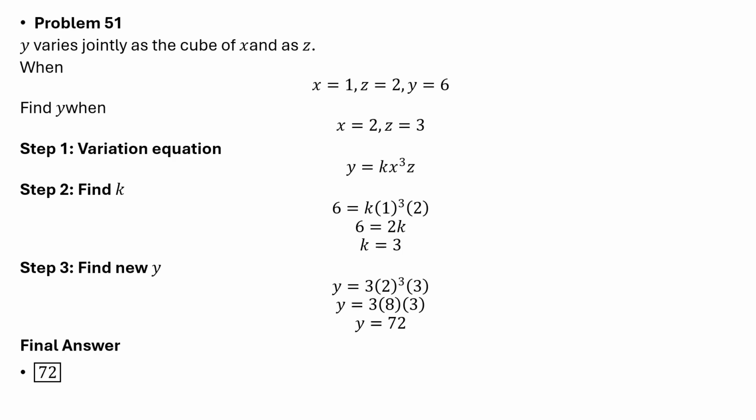Joint variation means multiplying the indicated variables together. Using the original values, the constant of variation is 3. Substituting the new values gives a result of 72.